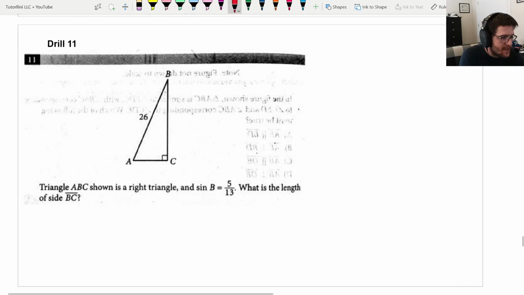Okay, great. So we want to find the length of side BC. Let's label that with an X. Let's also circle the angle we care about, B. And sine of B is 5/13. So I'm actually going to be really particular to use the A here. So 5A. I'm going to use a different color too. Opposite.